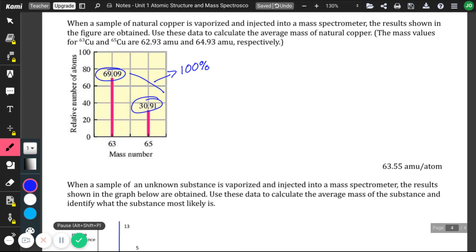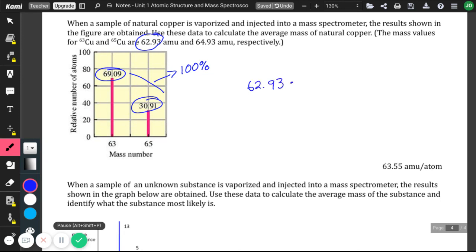So I have copper 63. Now, can I write 63? No. And the reason I can't is because they actually gave me the actual mass. So if they give you your atomic mass, you need to make sure to use the actual number they give you, not the mass number.